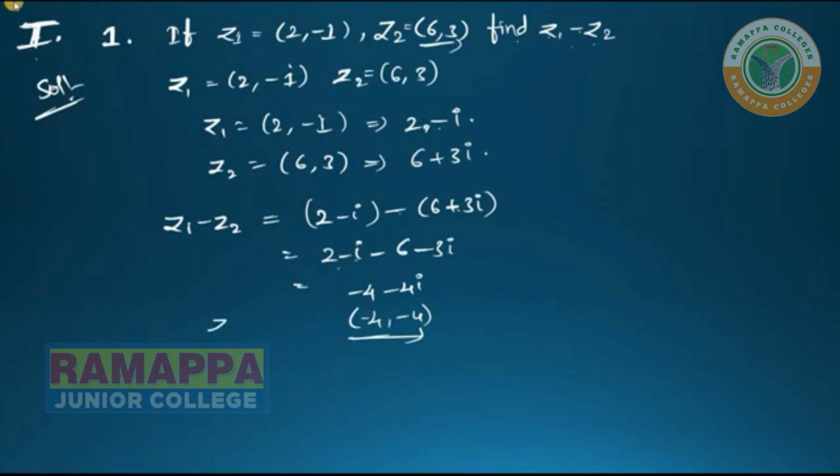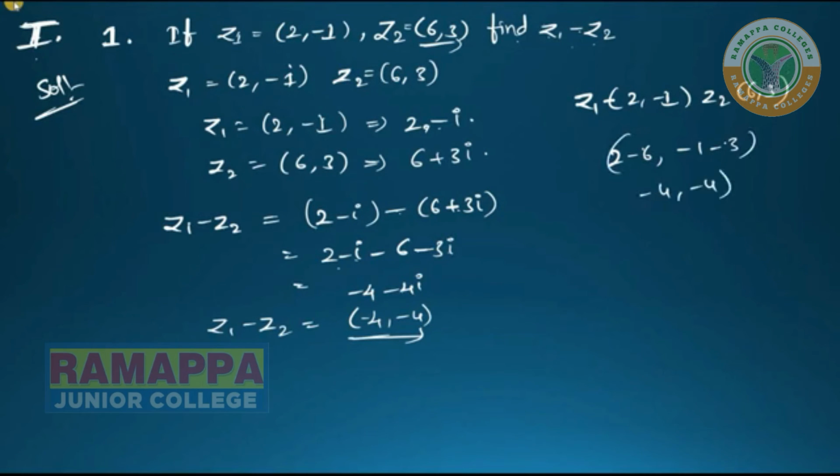So this is z1 minus z2. We can write it like this also: z1 is (2, -1) and z2 is (6, 3). From this we can write 2 minus 6 and minus 1 minus 3, so it will become (-4, -4) also.